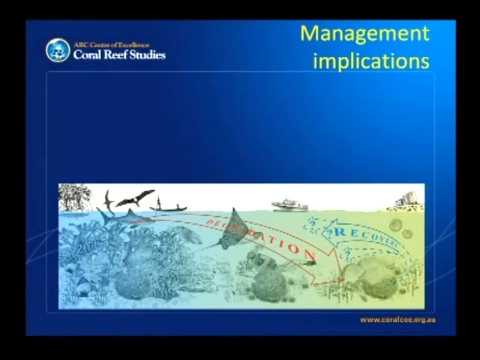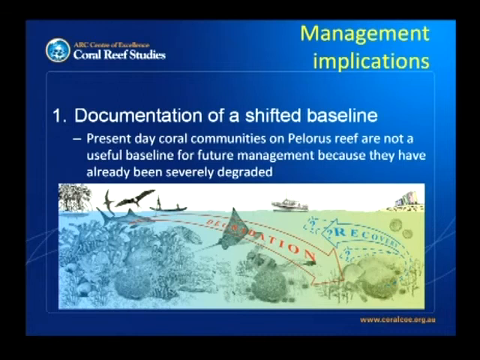Now, I think we can say quite convincingly that the present-day coral communities on Pelorus Reef are not a useful baseline for future management because they have already been severely degraded. So we're not here in happy land. We're somewhere here down in degraded land.